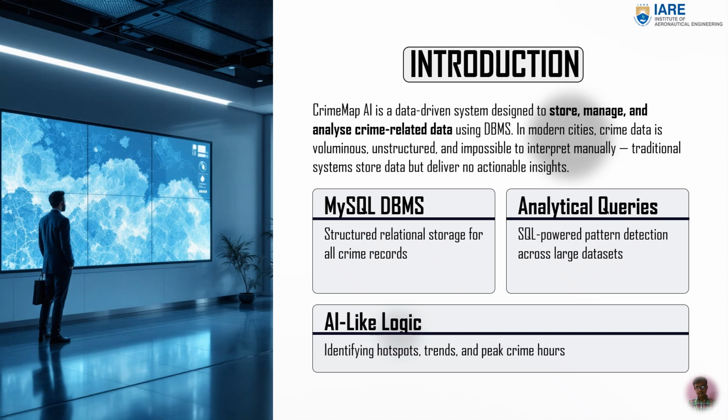Now let's go through the introduction. Crimemap AI is a data-driven system designed to store, manage and analyze crime-related data using DBMS. In modern cities, crime data is voluminous, unstructured, and impossible to interpret manually. Traditional systems store data but deliver no actionable insights. Here, MySQL DBMS, that is MySQL Workbench, provides structured relational storage, that is a table for all crime records, and analytical queries. SQL-powered pattern detection across large data sets is possible, and the AI logic helps in identifying hotspots, trends, and peak crime hours. Hence, this is the introduction.